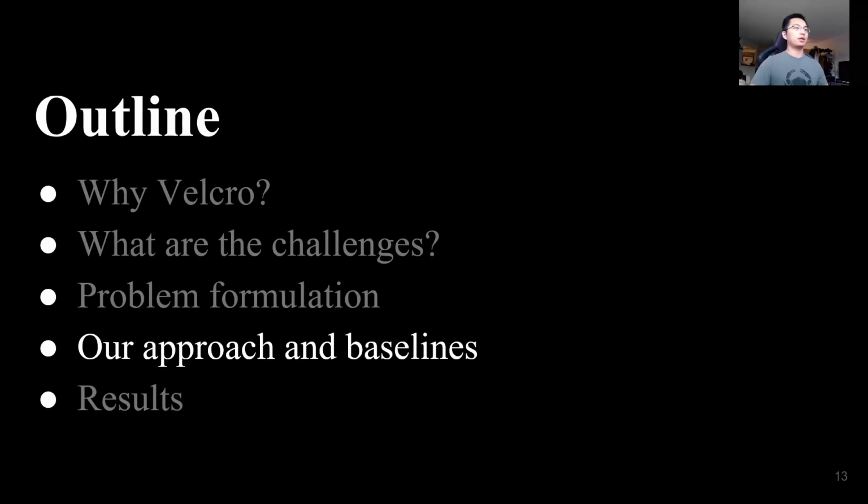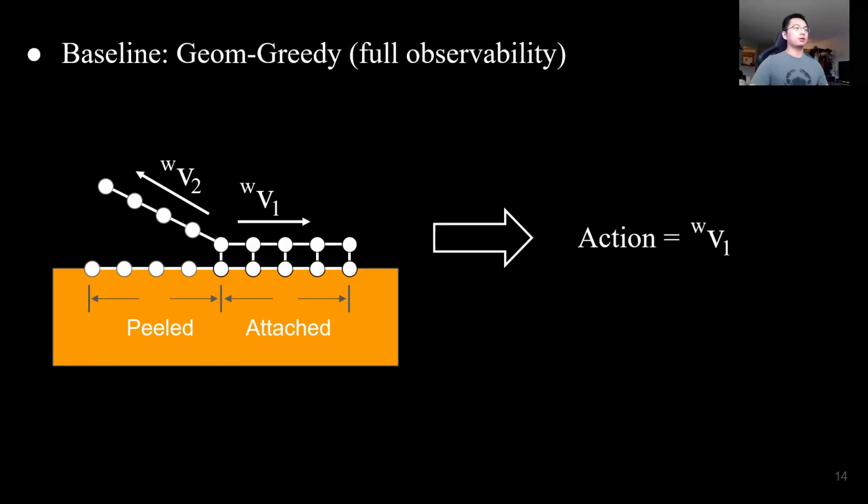Now let's go through some baselines and then talk about our approach. Before jumping into the POMDP setup, we asked ourselves a question. What happens if we can actually observe the full state of the environment? Meaning we know the Velcro configurations and the end effector pose at every time step. In this case, the problem becomes an MDP, and we show that a simple strategy is sufficient to solve this problem.